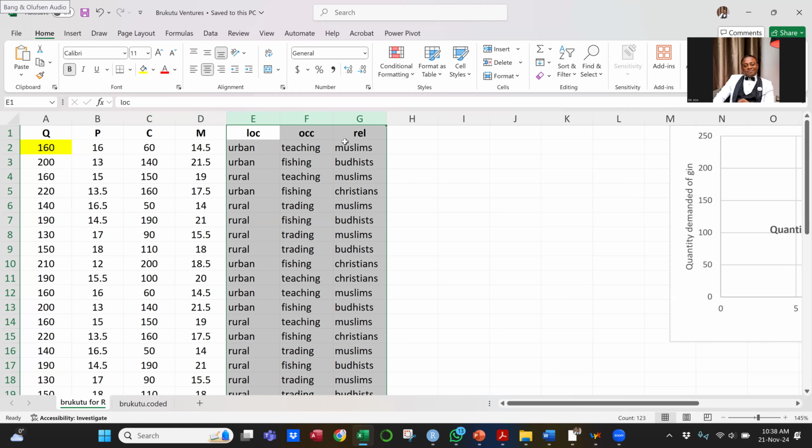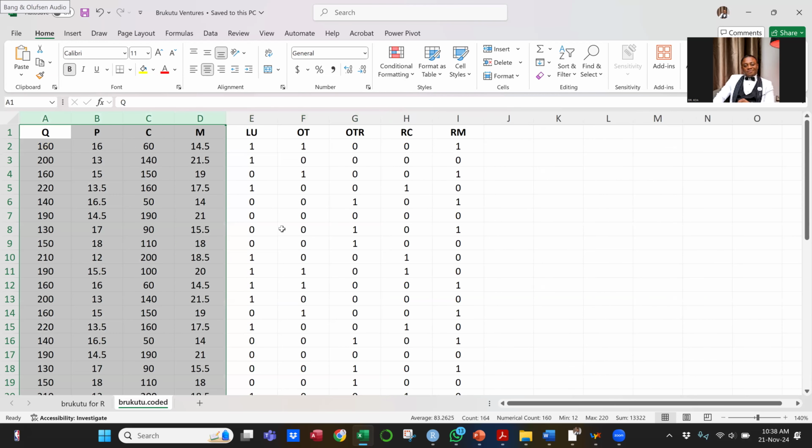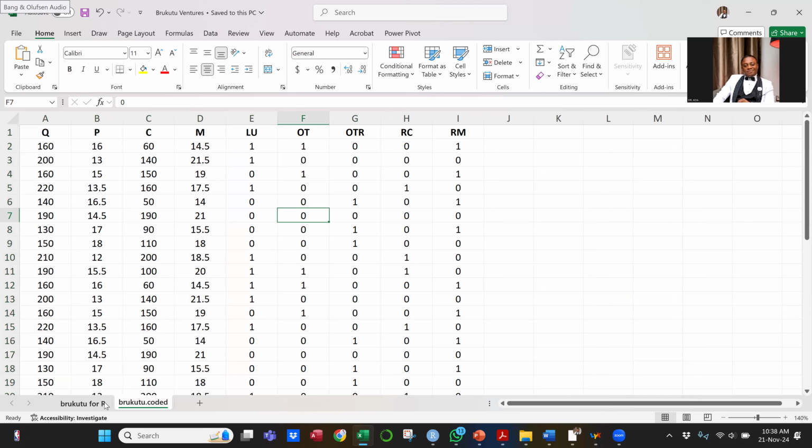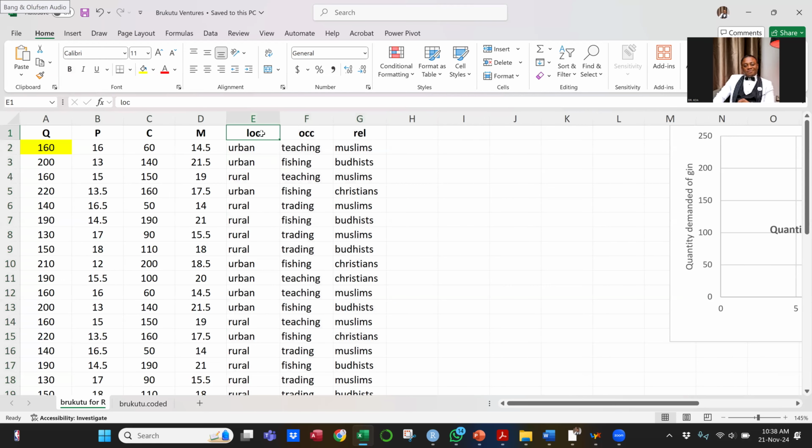Now, how do you code? Let me show you quickly. If you don't understand, please ask. So you first look at the uncoded one, location, for example. You ask yourself, how many levels are here? And you can see that we have 2 levels, urban and rural. By the way, if you are not sure how many levels are there, R can tell you easily. Urban and rural. Then wherever you see urban, you create a dummy code and call it location urban. You just choose one.